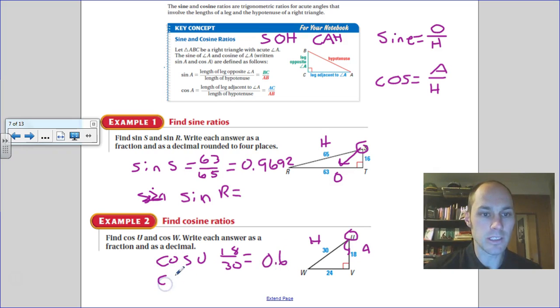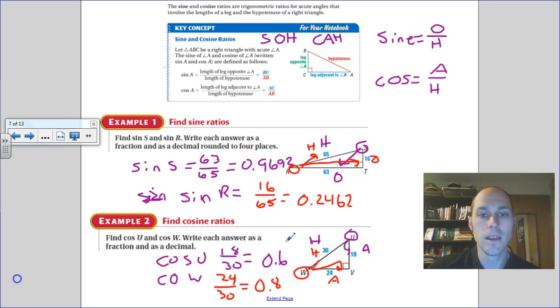So why don't you pause the video, see if you can find the cosine of W and the sine of R. Okay, so sine of R, as I'm looking at R, sine is opposite over hypotenuse, so the opposite side from R is 16, hypotenuse is 65. 16 divided by 65 is 0.2462. Cosine of W, adjacent over hypotenuse, so adjacent side is 24, hypotenuse is 30. 24 divided by 30 is 0.8.